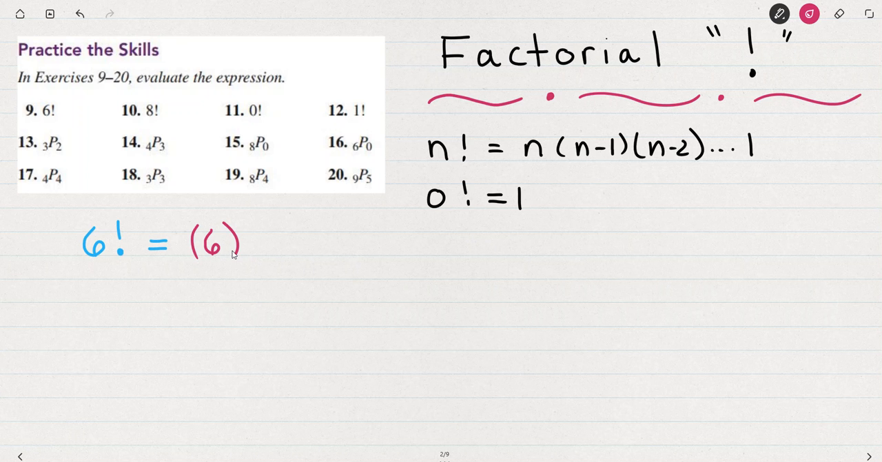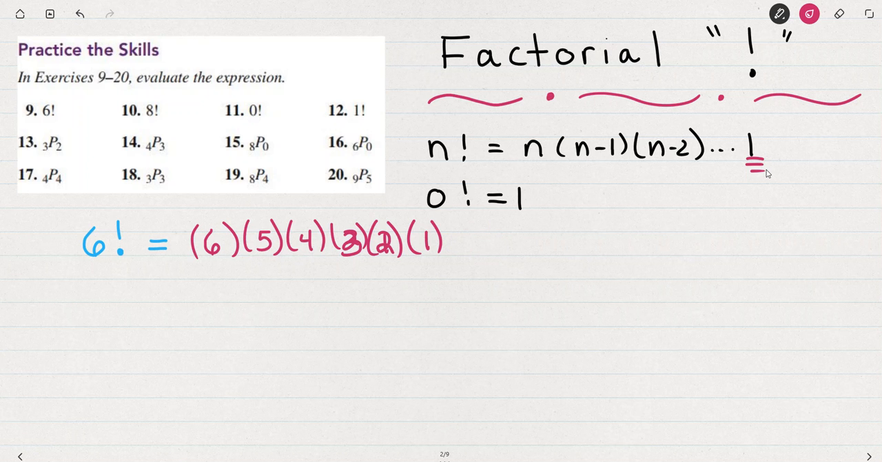So here's what it would look like. 6 factorial, it just means 6 times 5 times 4 times 3 times 2 times 1. Do you see why I'm going to stop at 1? If I kept going and added a 0, it would always just be 0, wouldn't it? So we don't include a 0. We always stop at 1, and that's all there is to it.